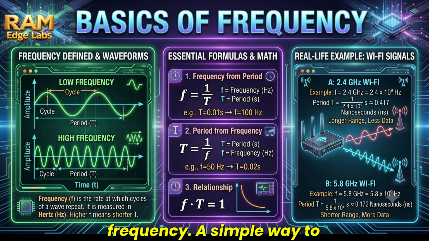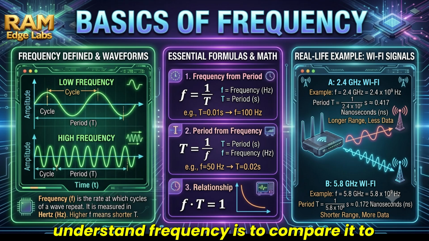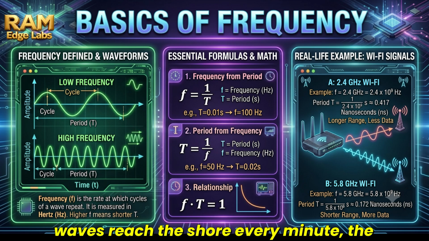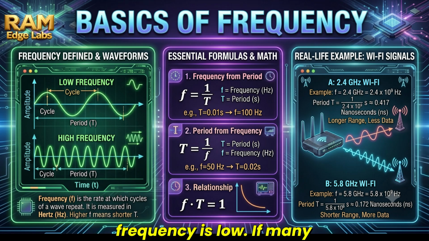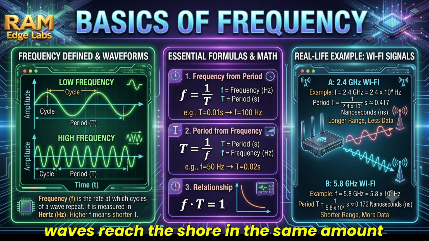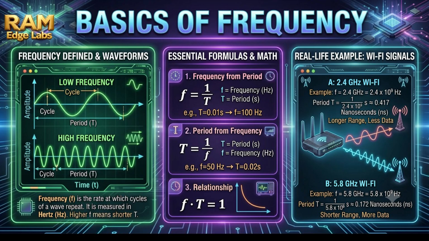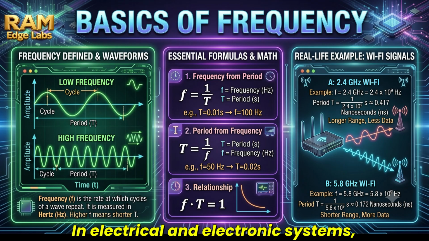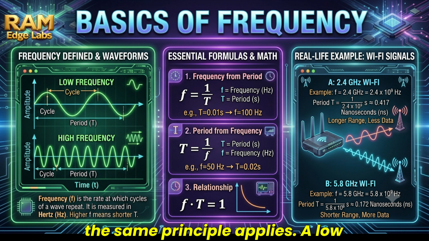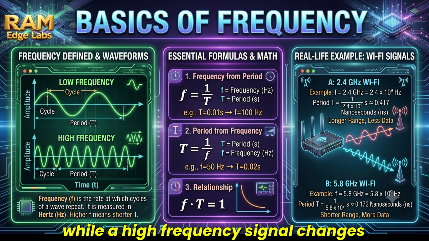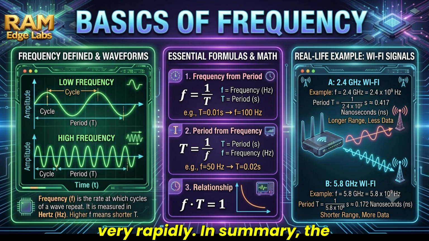A simple way to understand frequency is to compare it to ocean waves. If only a few waves reach the shore every minute, the frequency is low. If many waves reach the shore in the same amount of time, the frequency is high. In electrical and electronic systems, the same principle applies. A low-frequency signal changes slowly, while a high-frequency signal changes very rapidly.